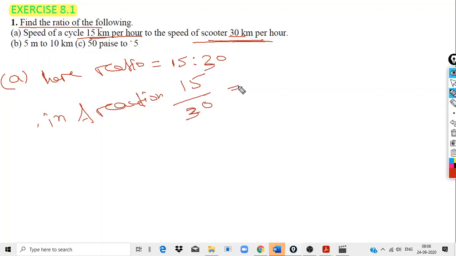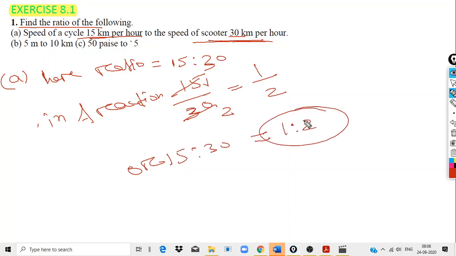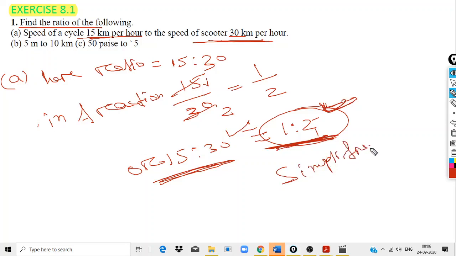Now you cancel it: 15 1s are 15, 15 2s are 30, which is equal to 1 by 2, or you can write 15 is to 30 equal to 1 is to 2. So the ratio is 1 is to 2. You can also write 15 is to 30, but the correct form is 1 is to 2. This is also correct, but the other is more correct as it is in simplified form. Normally we write the ratio in simplified form. Okay, so this is it.